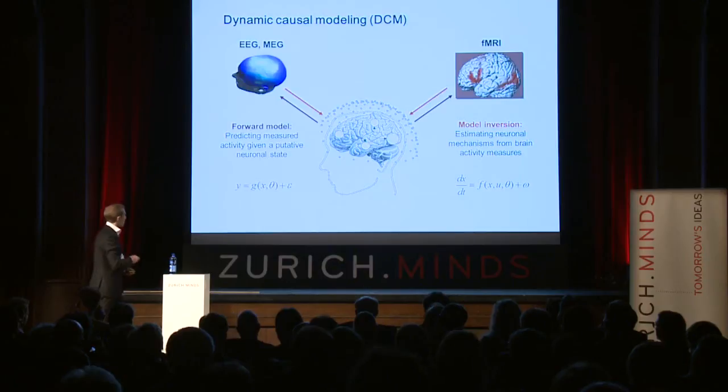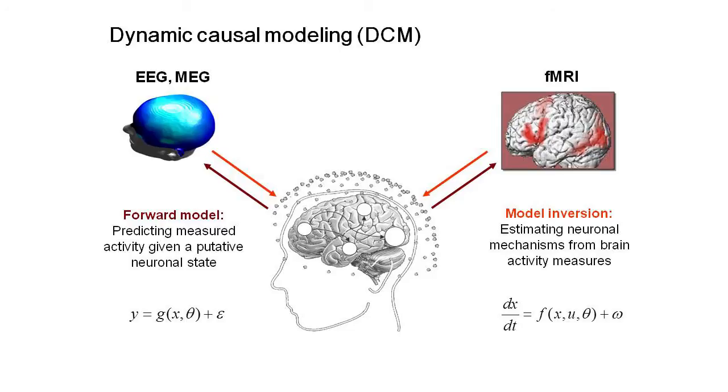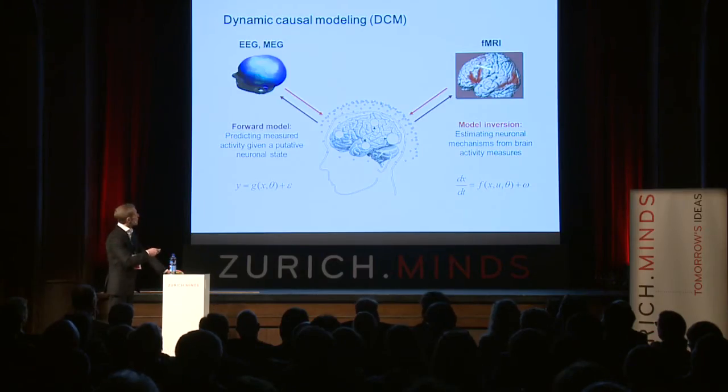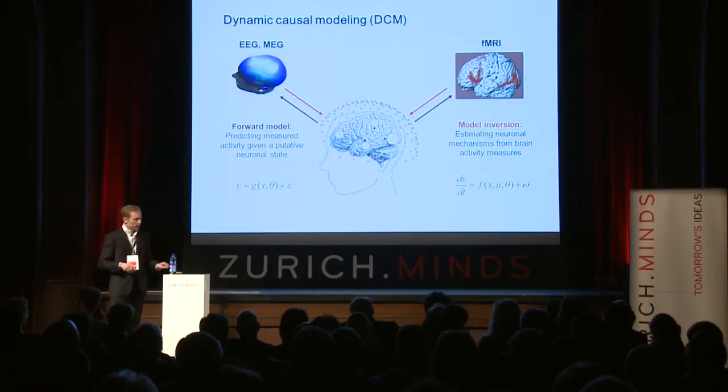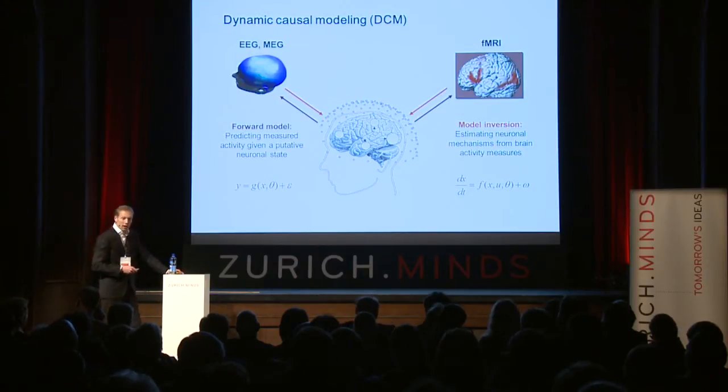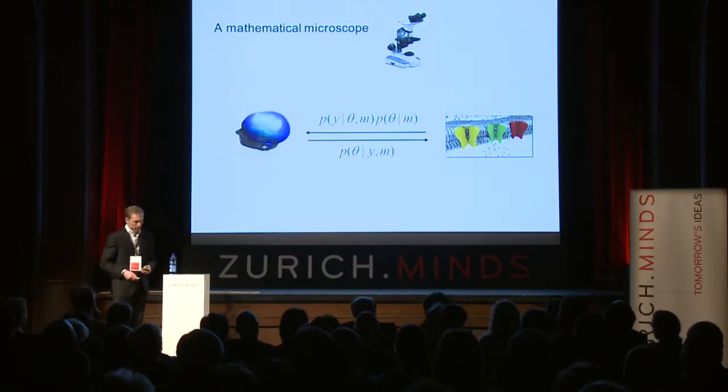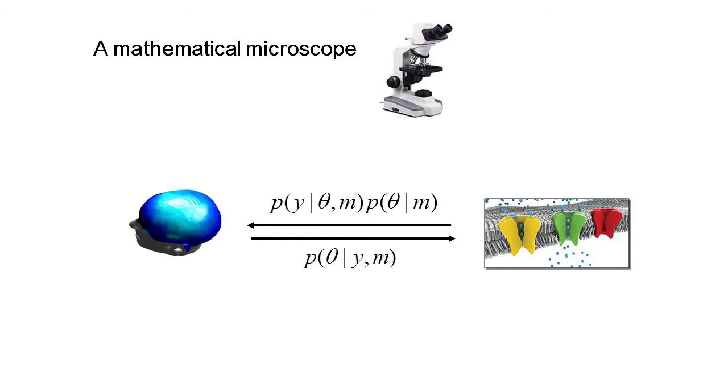Well, the answer is we build a model that tells us how any given neuronal state would be translated into one of the measurements that we could obtain. If we have that mathematical description, if it is sound, we can turn the whole thing around and say, given the particular measurement I have obtained, what is the most likely underlying neuronal state? That is the technique that has been developed about 10 years ago by Carl Friston at London, and it's been called dynamic causal modeling.